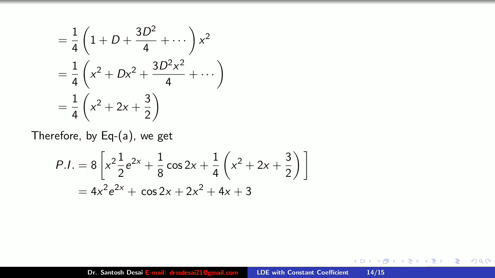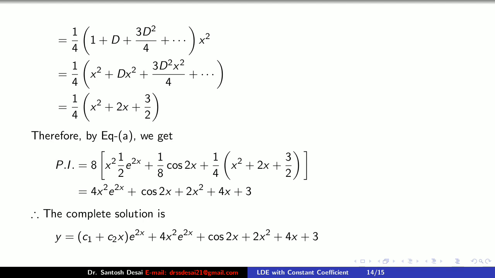So this is the final particular integral for the function 8 into bracket e raised to 2x plus sine 2x plus x square. And therefore the complete solution is y is equal to c1 plus c2x e raised to 2x plus 4x square e raised to 2x plus cos 2x plus 2x square plus 4x plus 3. And this is the final solution of the given equation.